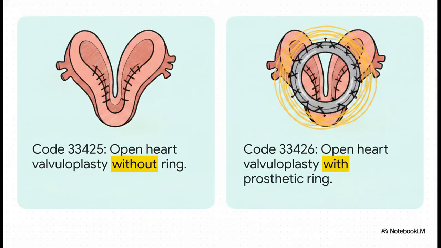Looking at the open mitral procedures, I want to briefly compare open codes 33425 and 33426. They're essentially identical procedures, open heart valvuloplasty with cardiopulmonary bypass, with one glaring difference. Code 33426 requires the addition of a physical prosthetic ring. The simple presence of that hardware completely changes your code selection.